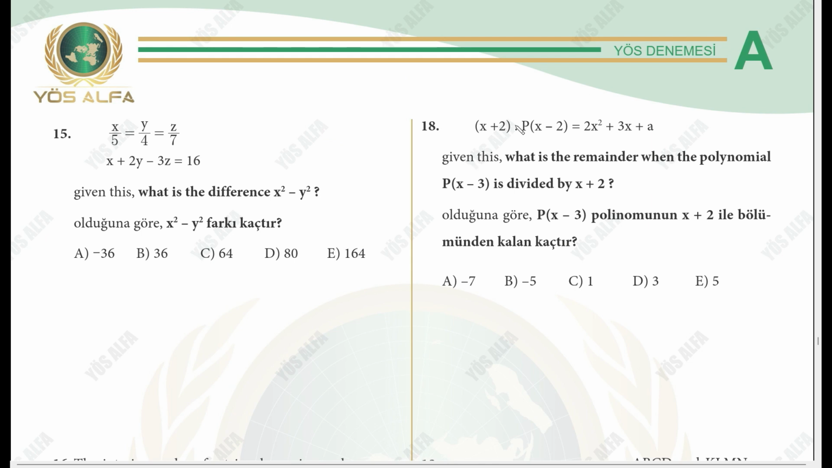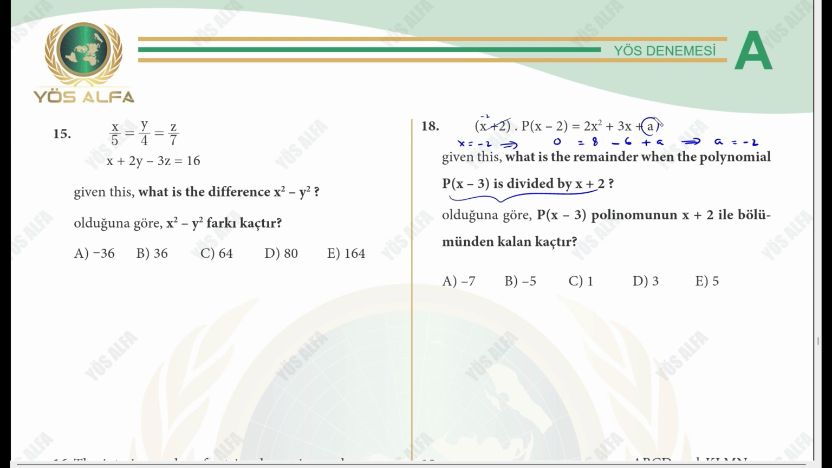Number 18. Given this expression, what is the remainder when the polynomial p of x minus 3 is divided by x plus 2? Before we find this, we need to figure out what a is. To find a, I'll substitute x is equal to minus 2. So this term will be 0, and 0 times p of something is also 0. Since I am substituting x is equal to minus 2, minus 2 the whole square is 4, 4 times 2 is 8, and 3 times minus 2 is minus 6 plus a. So you have a equals minus 2.